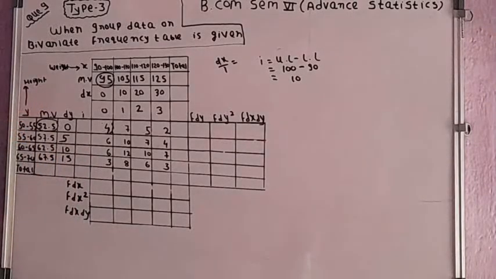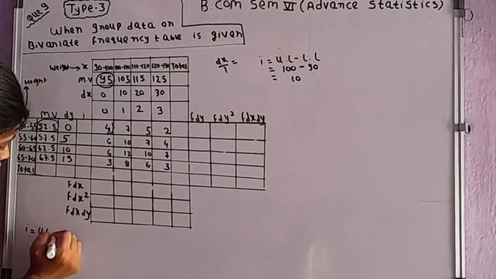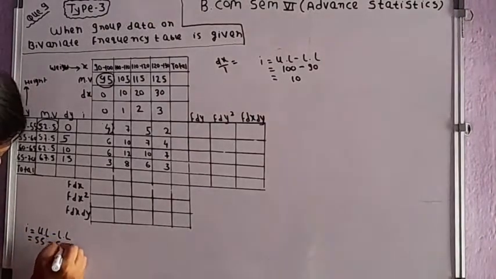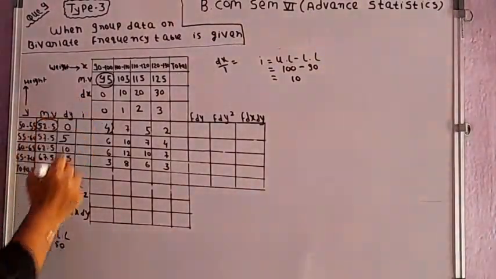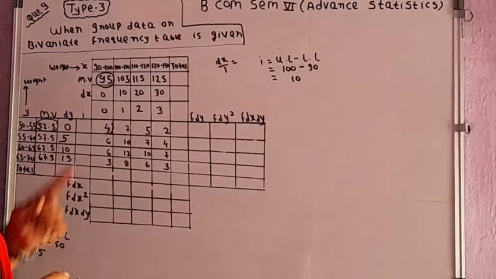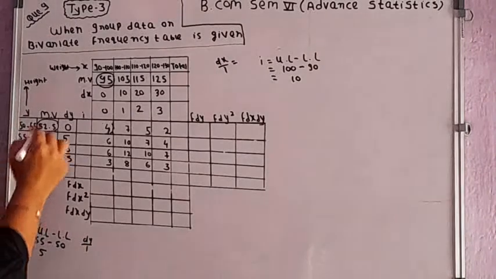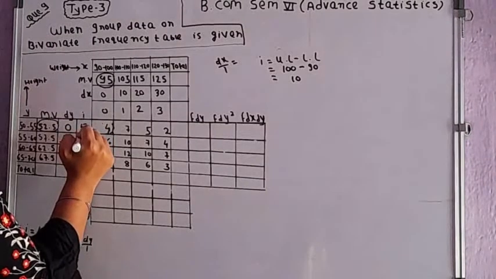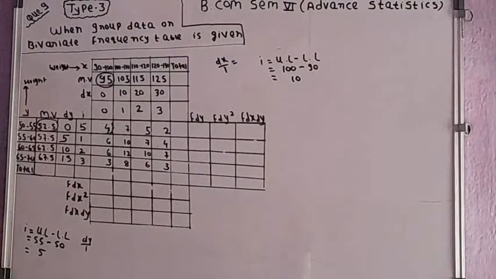Now, we have to calculate I for the Y series. I means difference between upper limit and lower limit. What is the upper limit? 55. What is the lower limit? 50. 55 minus 50, 5. So this is the value of I. For calculating the values to be put under the I column, we do dy upon I. What is the value of dy? 0. I is 5. 0 by 5, 0. Then 5 by 5, 1. 10 by 5, 2. 15 by 5, 3. So this way we have calculated the values to be put under this I column.